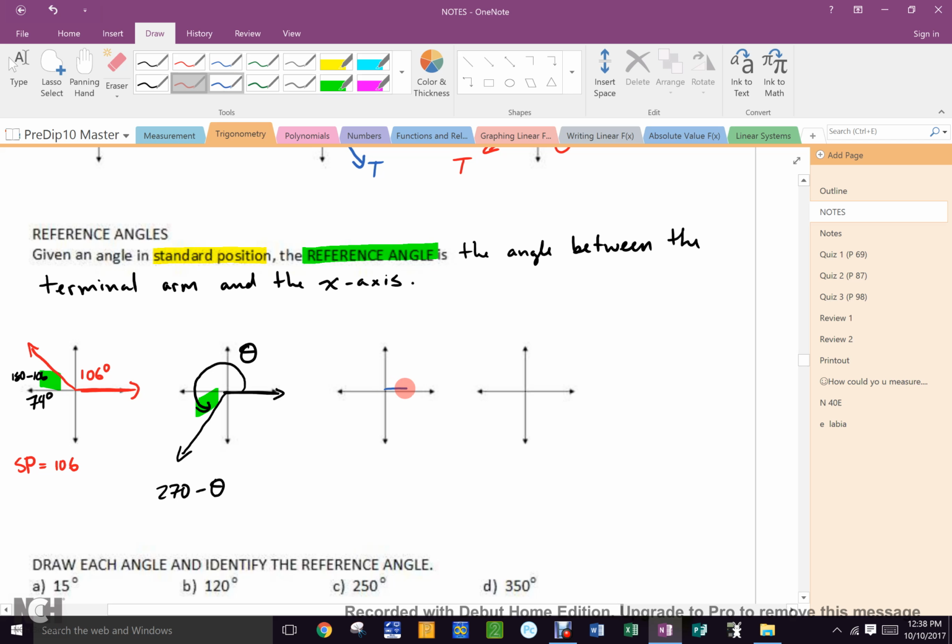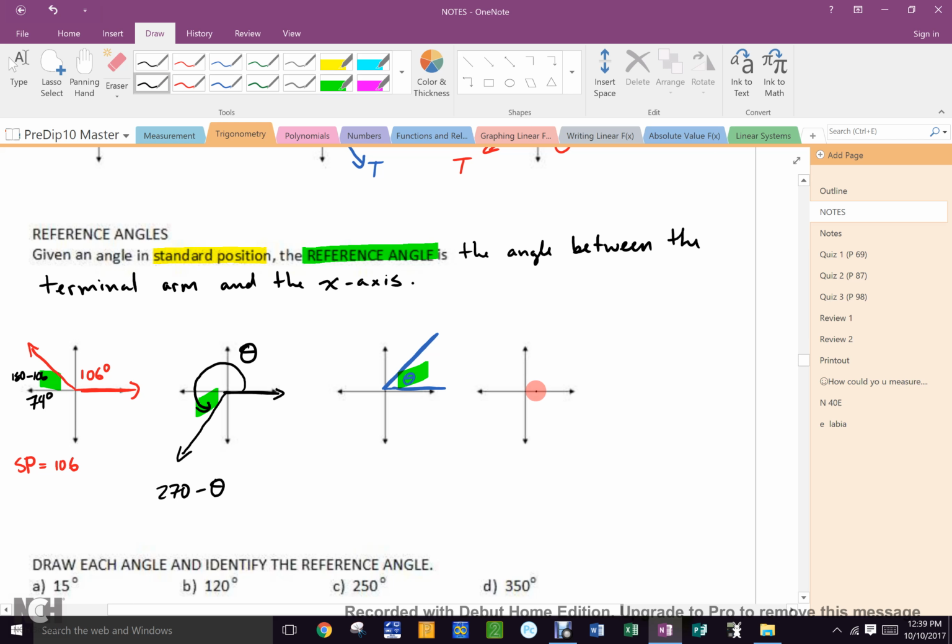Let's do another one. You can do that. Where's theta? Right between the arms. So there's theta. What's the reference angle? It's the same thing, same quadrant. The theta is the reference angle, because the terminal arm and the x-axis is still what we do. That's such a big reveal.